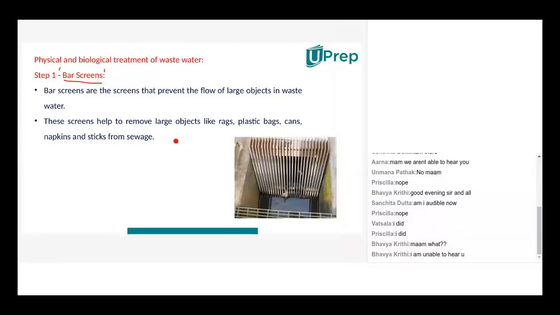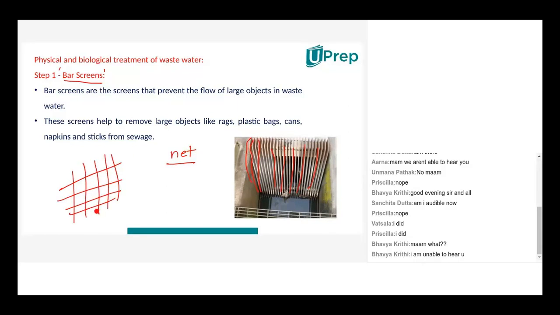See the bars out here. Why is it known as bars? Because these are the bars. There are certain metallic bars that are placed here, right? It's a very normal process, just like the way we use a net, right? Why do we use a net? If there is a fine mesh here, right? So what will happen?